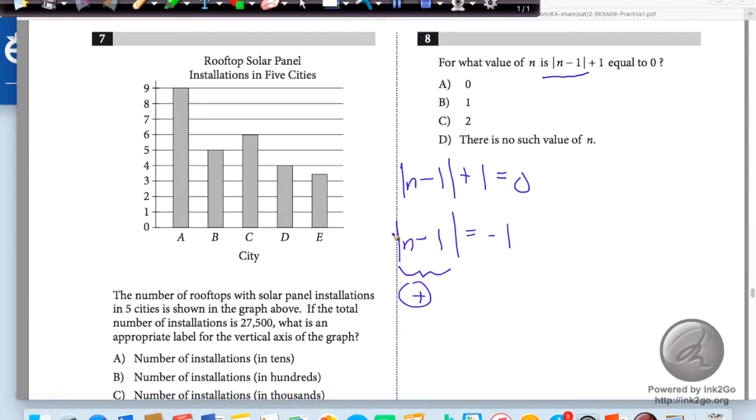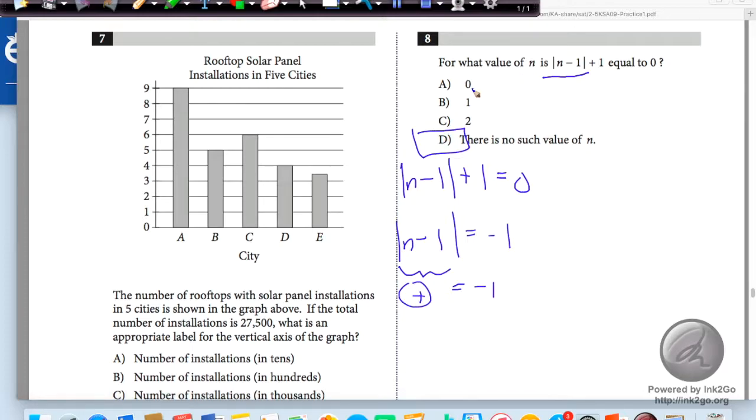N minus 1, no matter what it is, as long as it's present within the absolute value sign, is going to have to be positive. So this is going to be n, right? This positive sign is not going to correlate to the minus 1. So if I'm trying to immediately solve this through, this isn't going to work. And answer choice D is going to be your best answer.